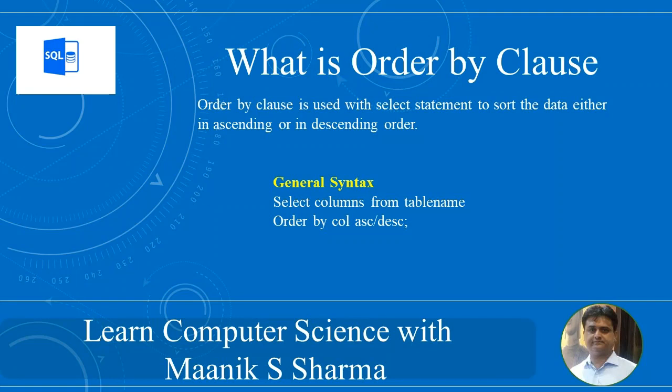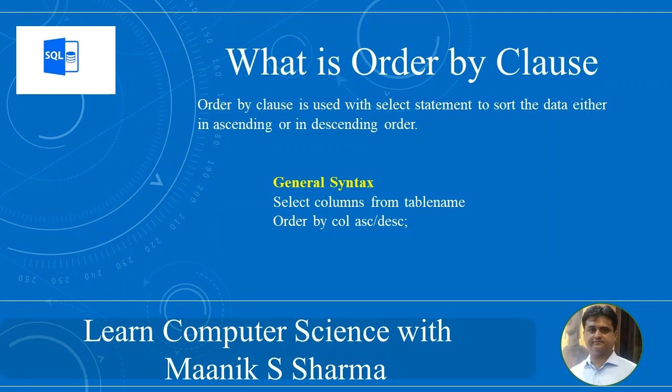Now let's understand what is order by clause. The key objective of this clause is to sort the data either in ascending or in descending order. Two keywords ASC and DESC are used to sort the data in ascending and in descending order respectively.